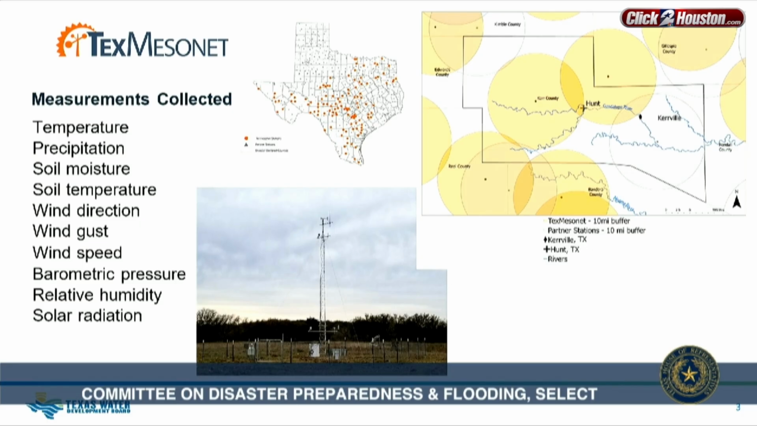And so if you look at the slide, you can see a series of orange circles and gray circles. Those circles represent the coverage around a station. And so we're building out the network so that there is at least a 20-mile buffer between stations. So around each station, there's a 10-mile radius. So when you look at that, you can see that there's fairly good coverage for Mesonet stations in Kerr County.